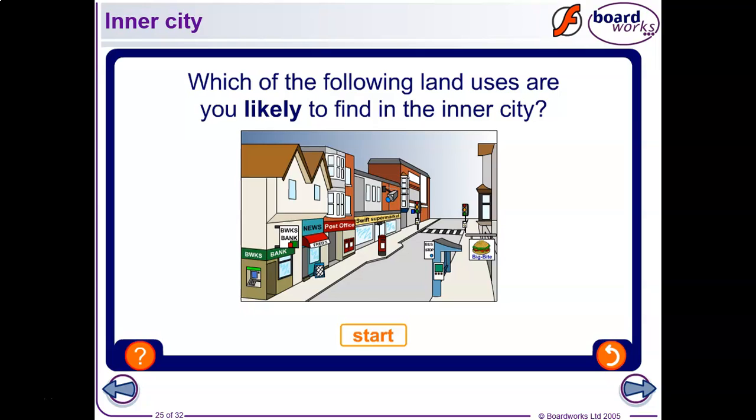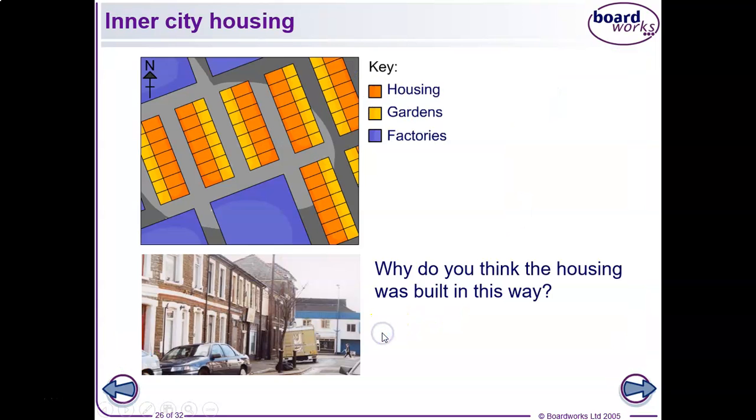So which of the following land uses are you likely to find in the city? I don't think this is working either. Let me see. No, region.